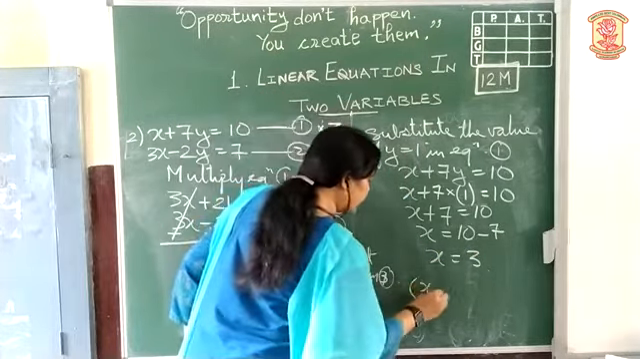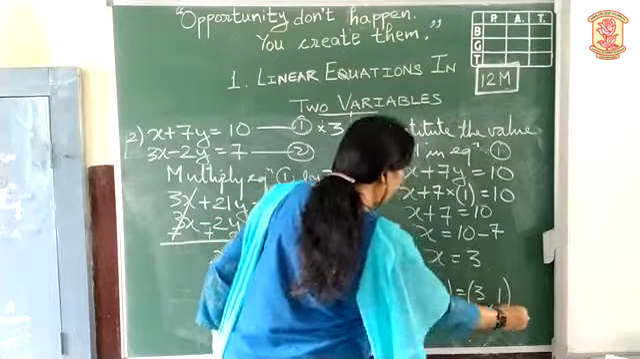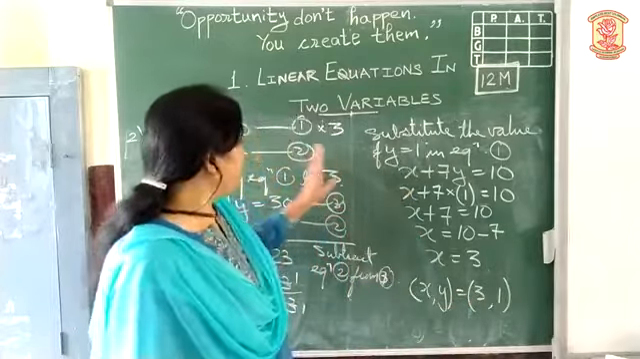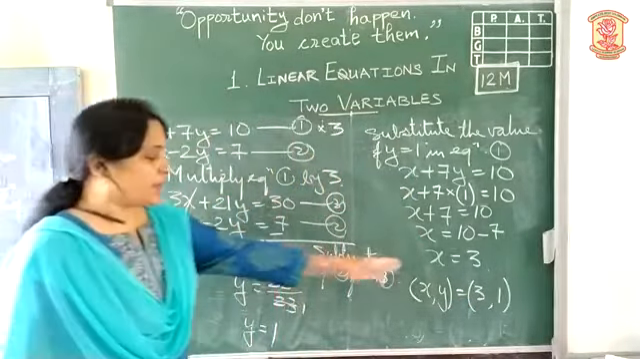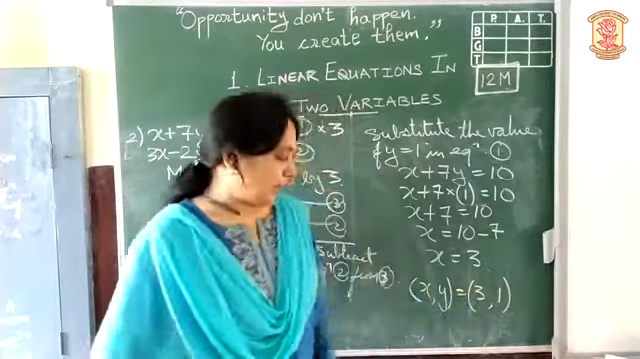So here, what is the solution? What is the value of x and y? (x, y) is (3, 1). So here the solution for the second equation is: the value of x is 3 and that of y is 1.